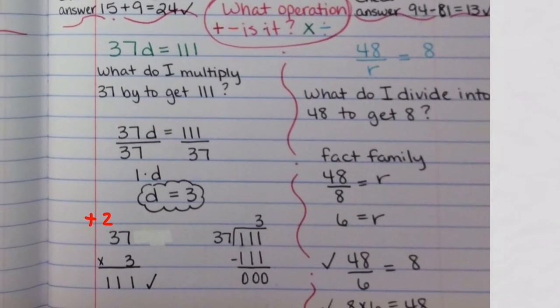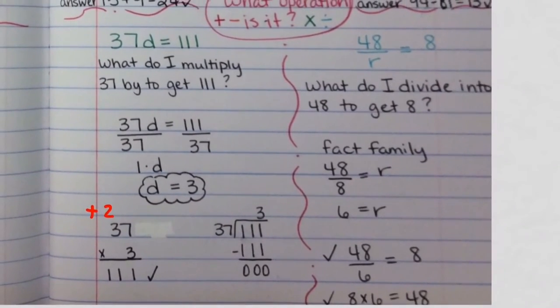Now we're going to look at division. 48 divided by r equals 8. So this, remember guys, that division bar, hey, it might look new, but it's the same thing as saying 48 divided by r. And it's telling you that it equals 8. So what do I divide into 48 to get 8?